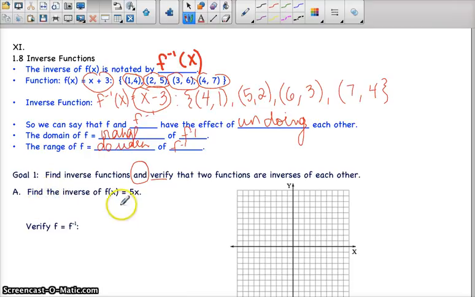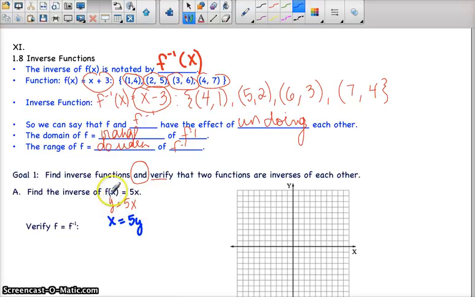Example A, we want to find the inverse of f of x equals 5x. To find the inverse function, we first rewrite this as y equals 5x, just to make things easier when we are about to solve. So we replace f of x with y, and now we swap x and y. And why are we allowed to swap those? Well, we've just shown that the domain of f becomes the range of f inverse, and the range of f becomes the domain of f inverse. So we can swap x and y.